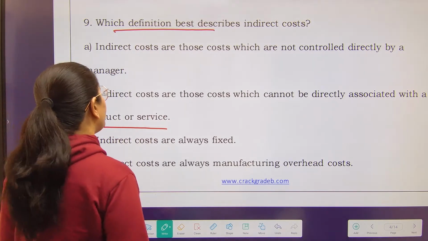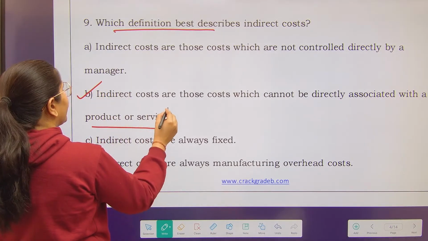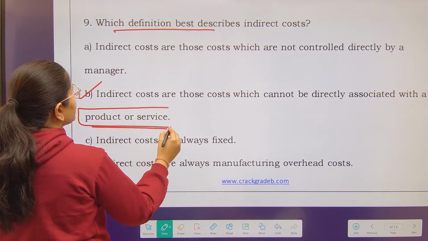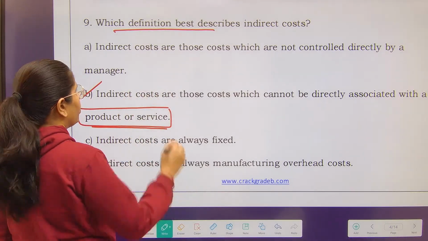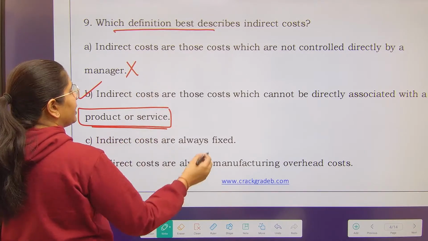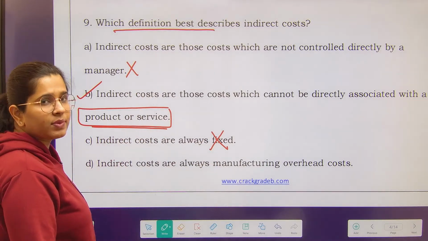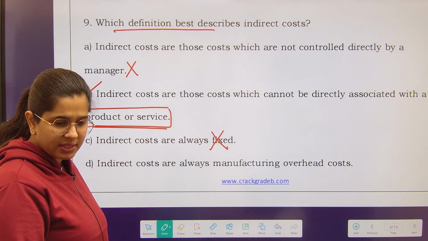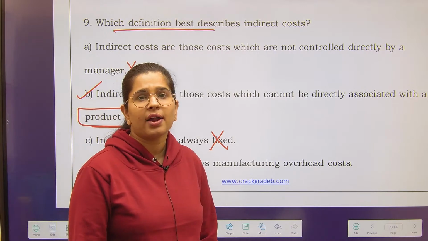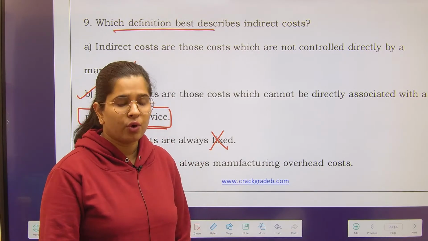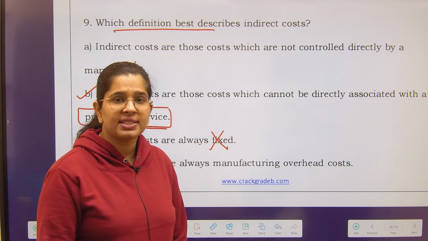So I would like you not to get confused and to always tick the correct answer. Indirect costs are not those costs which cannot be controlled by the manager. No, this is not right. They are not always fixed. They can be sometimes variable, sometimes fixed. This is a common misconception that overheads are always fixed. No, they are not. Sometimes they are variable, sometimes they are fixed as well.